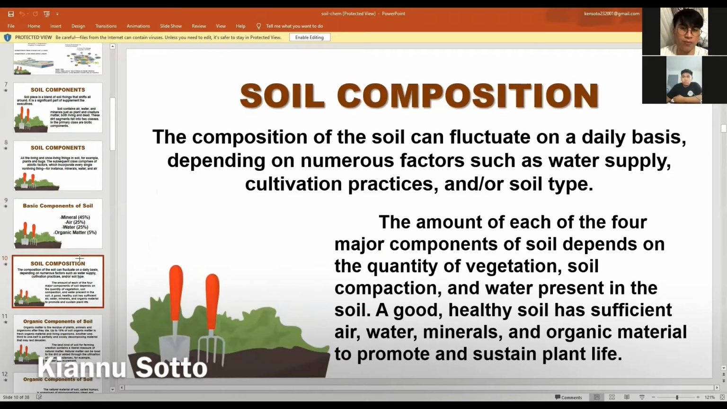The composition of the soil can fluctuate daily depending on numerous factors such as water supply, cultivation practices, and soil type. The amount of each of the four major components of soil depends on the quantity of vegetation, soil compaction, and water present in the soil. A good, healthy soil has sufficient air, water, minerals, and organic material to promote and sustain plant life.